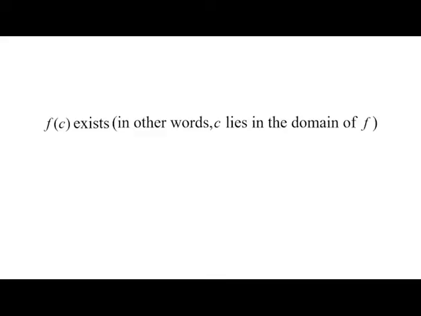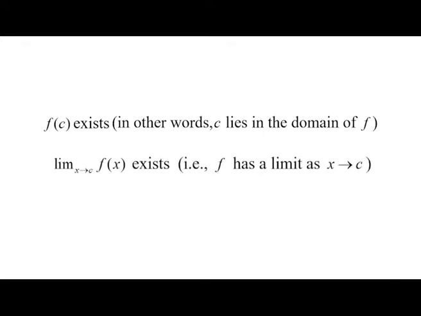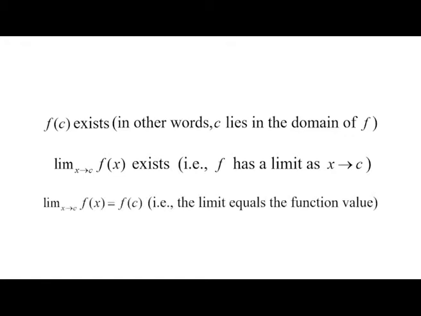A function f is continuous at x equal to c if it satisfies the following three conditions. First one, f(c) exists, in other words, c lies in the domain of f. Second one, limit of f(x) as x approaches c exists, that is, f has a limit as x approaches c. Third one, limit of f(x) as x approaches c is f(c), that is, the limit equals the function value. If one or more of the conditions in the definition of continuity at a point fails to hold, then we say that the function has a discontinuity at that point.